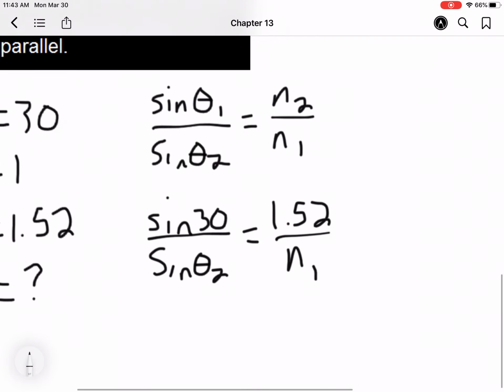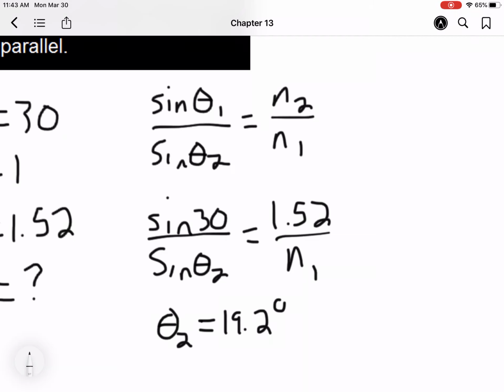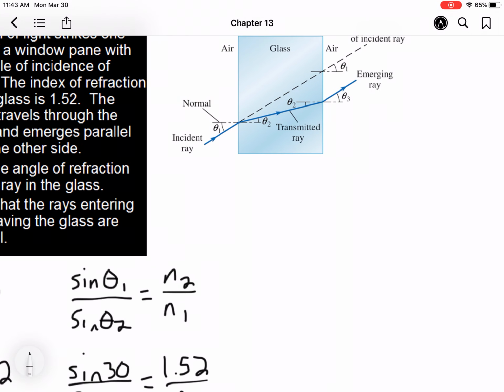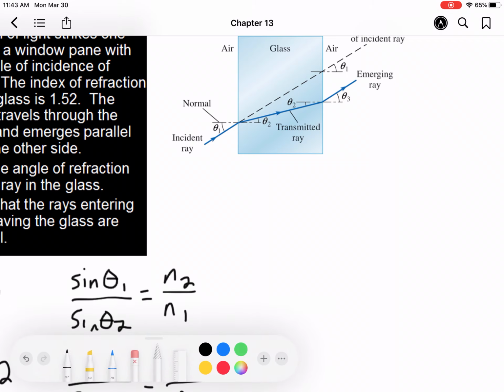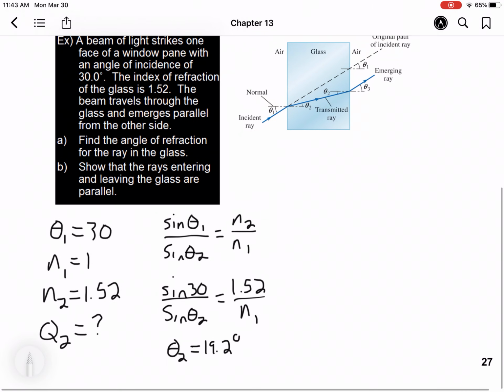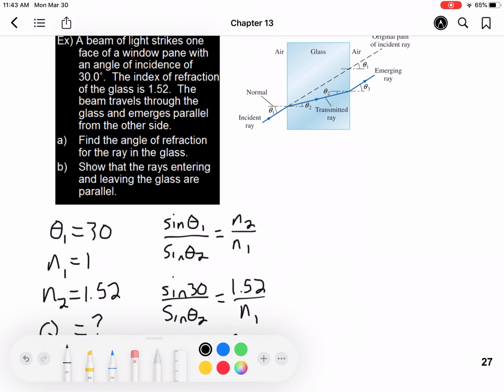And we just saw this on the previous page, so I'll just hit my calculator and figure it out. Sine 30 divided by 1.52, hit enter, and then inverse sine that answer. And you're going to get an angle. That angle 2 equals 19.2 degrees. Again, that's from the normal. So using trigonometry, we can tell that if this is 19.2, then this is also 19.2. And it wants us to prove that when it emerges, it's going to be emerging parallel, which is the same thing.